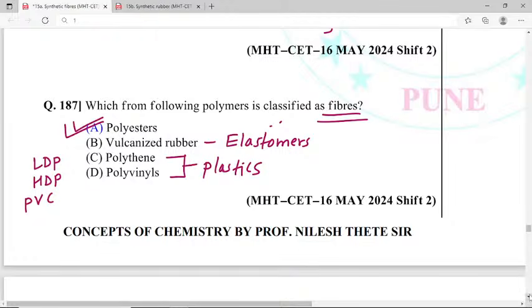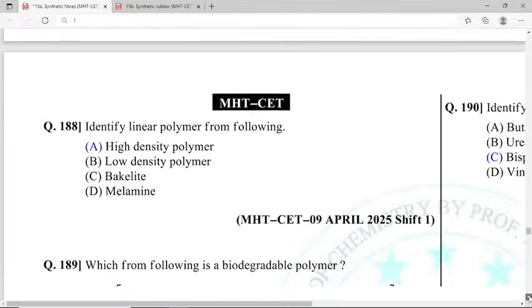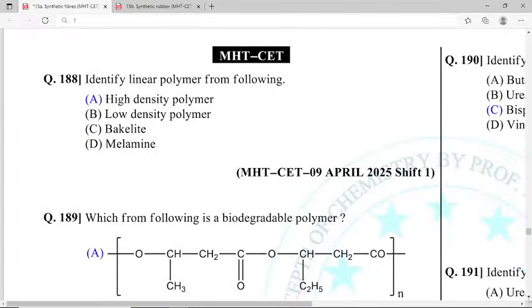Important question for your CET exam 2026. Identify the linear polymer from the following. Very important question. Important for 2026.